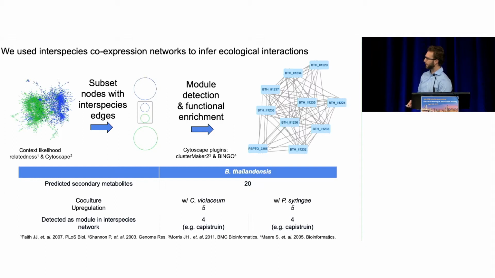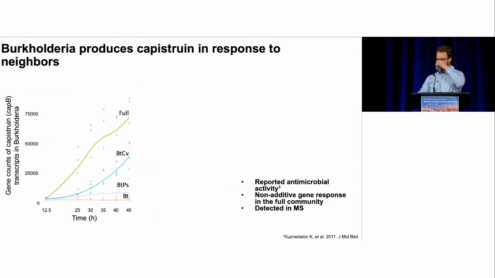One that I would like to highlight here is this molecule called capsaicin. This was a molecule that was previously characterized to have reported antimicrobial activity by binding to the RNA polymerase. So it puts forth the idea that it is potentially the competitiveness of Burkholderia that's driving the gene expression. Here I'd like to point out that this is one gene involved in the gene cluster of capsaicin, and specifically looking at the Burkholderia gene counts in each of the 4 community compositions: the full community, in co-culture with Chromobacterium, in co-culture with Pseudomonas, and in monoculture.